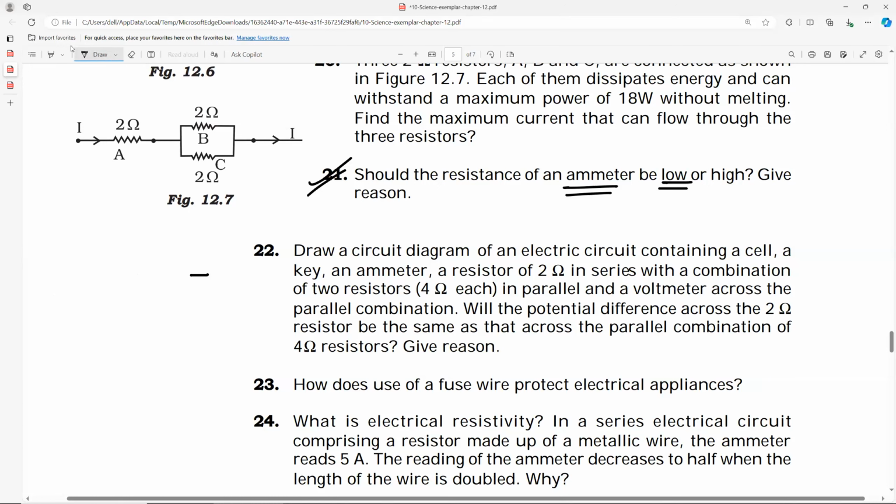Draw the diagram of an electric circuit containing a cell, a key, an ampere meter, and a resistor of 2 ohm in series with a combination of two 4 ohm resistors in parallel, and a voltmeter. So it is a 2 ohm resistor with two 4 ohm resistors in parallel. Okay, this voltmeter, where should it be connected? The voltmeter goes across the parallel combination. So here it should be the voltmeter.